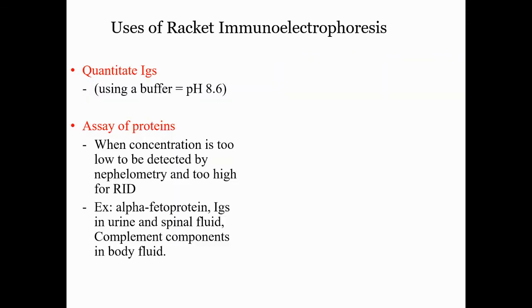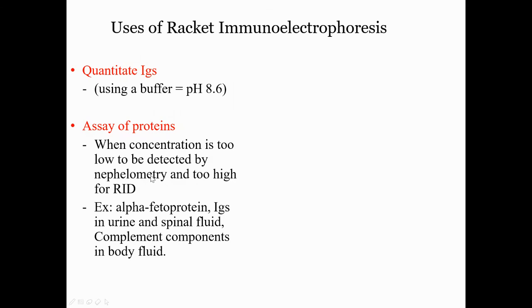And then, what are the uses of rocket immunoelectrophoresis? It is used to quantitate immunoglobulins, so we can see the amount of immunoglobulins present. I forgot to say, we have to maintain the pH of 8.6, and majorly they will be using one important buffer, barbital buffer. And for assaying proteins, we can see the concentration of protein.